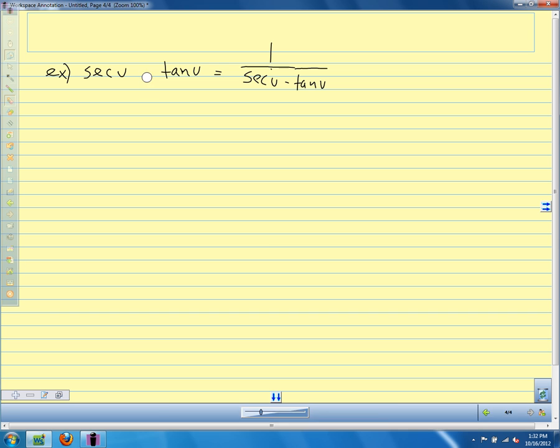What would you guys like to do? Want to work the left? Okay. Because on the left side we don't have any fractions, so that might make it easier. So let's work the left.